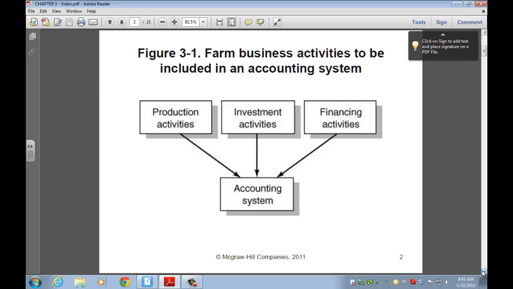The third activity is financing. These transactions relate to borrowing money and paying interest and principal on loans. Financing activities include money borrowed to finance new investments and money borrowed to finance production activities.